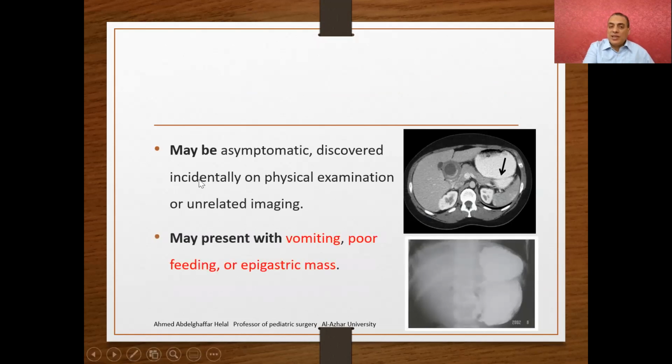Usually may be asymptomatic, discovered incidentally on physical examination or unrelated imaging, something related to the stomach, or appear in the dye study as cystic swelling related to the stomach. Sometimes a newborn or the baby present with vomiting, poor feeding, or epigastric mass.